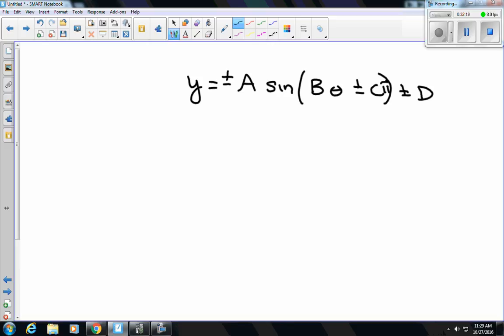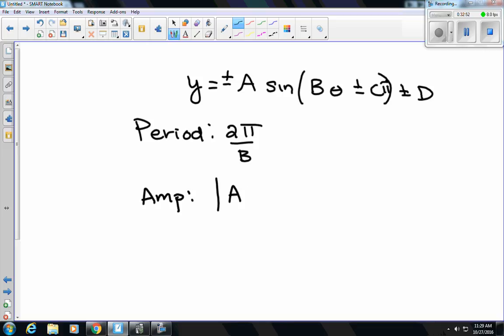And you know this applies to any of the trig functions. The only thing that's going to change is when we get to tangent and cotangent, the period is no longer 2 pi divided by b, it will be pi divided by b. What I'm doing for you right now is for sine, cosine, secant, and cosecant. Okay, so, period: 2 pi over b. Amplitude: it's just the absolute value of A.